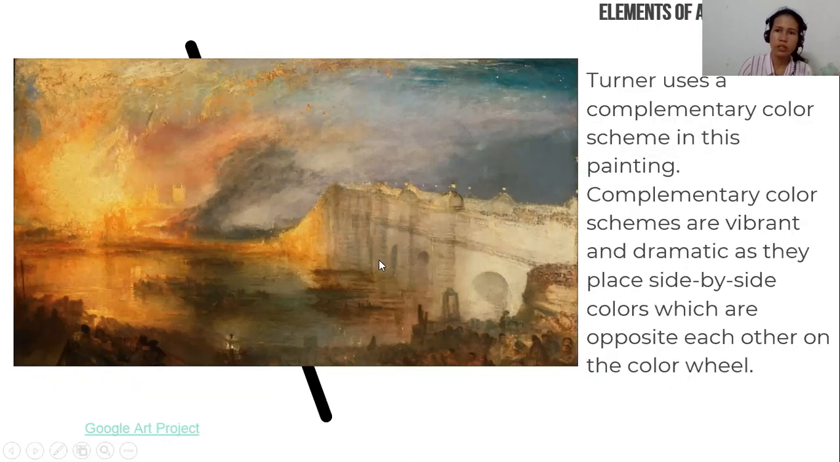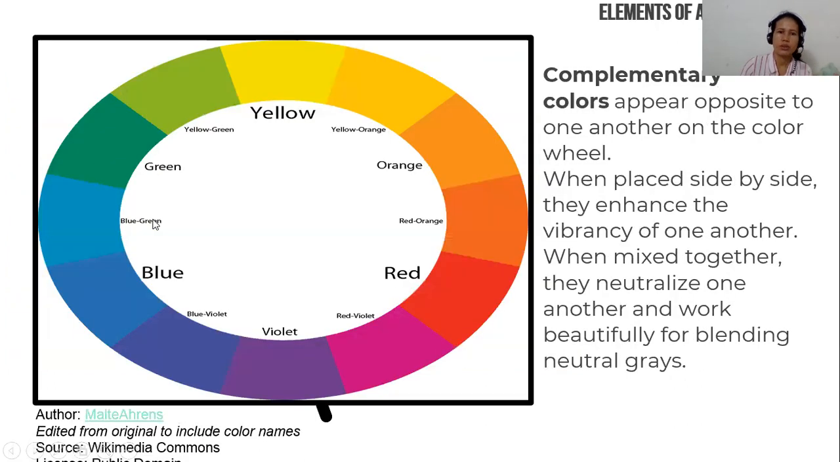Okay, Turner uses the complementary color scheme in this painting. And complementary color schemes are vibrant and dramatic as they place side by side colors which are opposite each other on the color wheel. So, ayun nga, yun yung kaninang pinag-uusapan natin. No? So, this part, mostly ang kita natin dyan are the warm colors. Yung medyo orange, yellow-orange, okay, yellow. So, that's it.